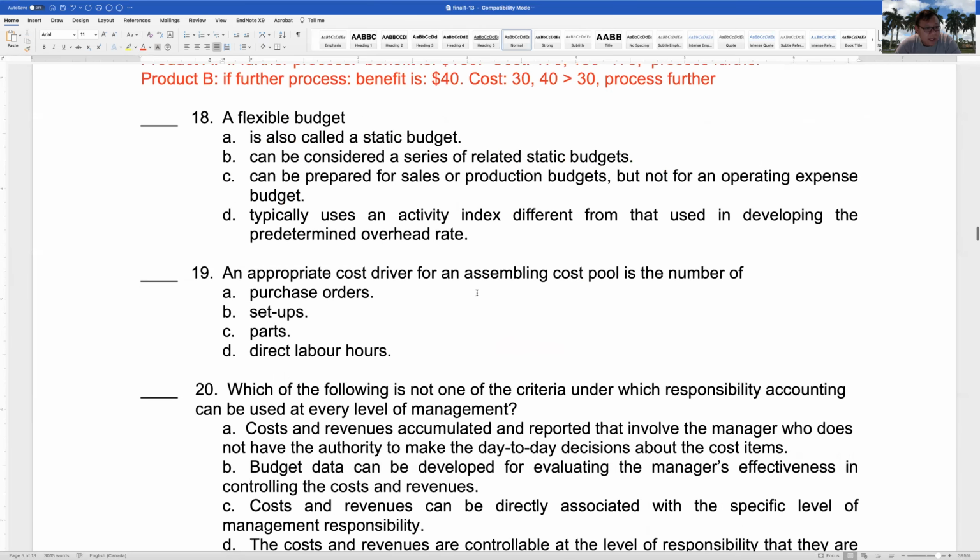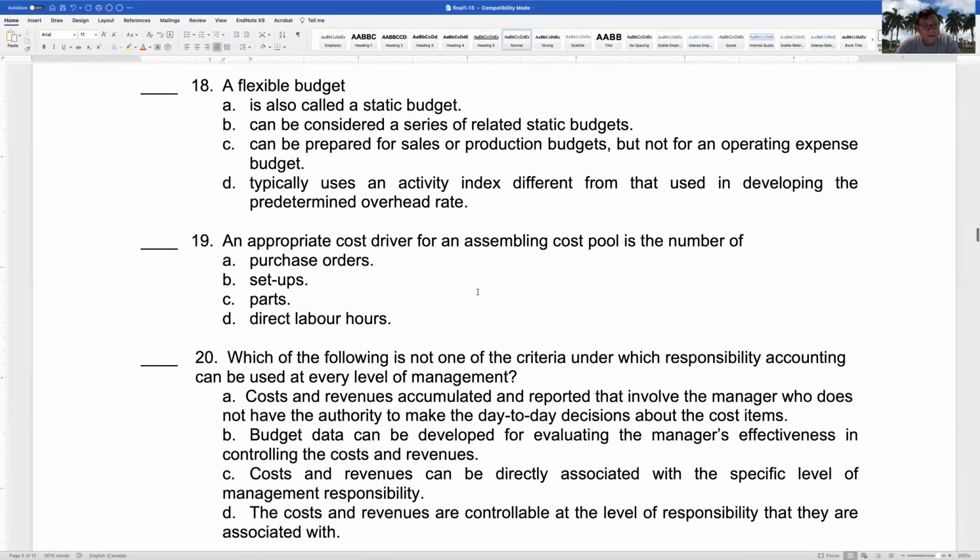Okay, so let's take a look at question 18. A flexible budget is also called a static budget. This is wrong, right? Because these two are opposites. Flexible is not static. It can be considered as a series of related static budgets. It can be prepared for sales or production budgets, but not for an operating expenses budget. It typically uses an activity index different from that used in developing the predetermined overhead. Okay, so which statement is correct?